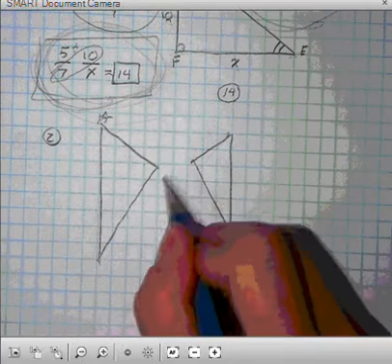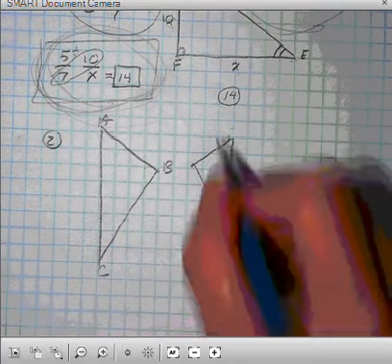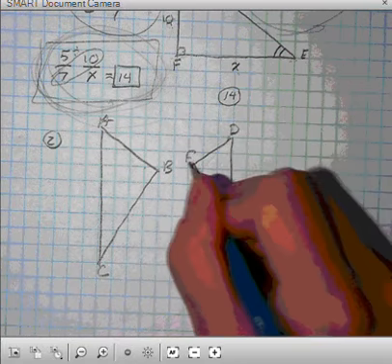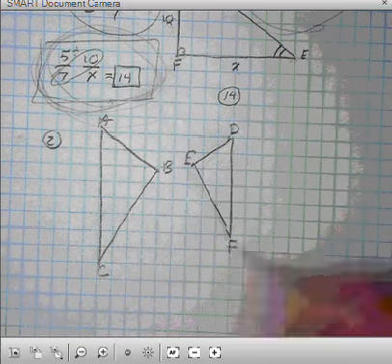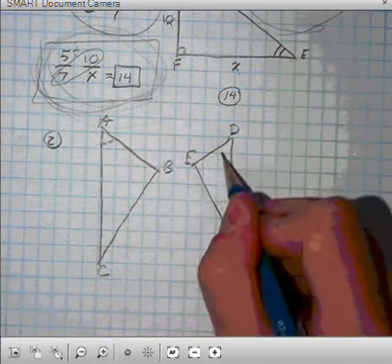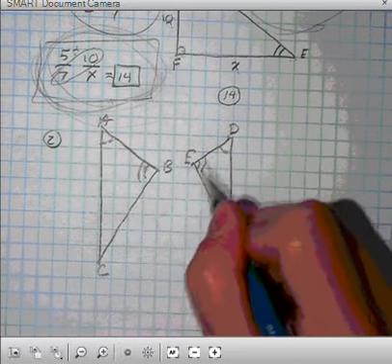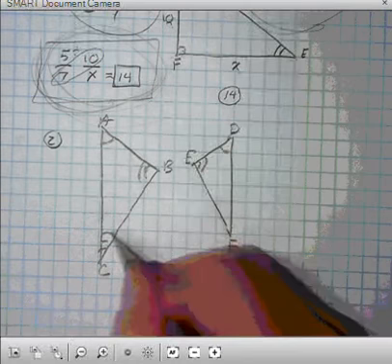I'll label these A, B, C, and then D, E, F. So this angle right here corresponds with this angle right here. This angle right here corresponds with this one here. And then so on.